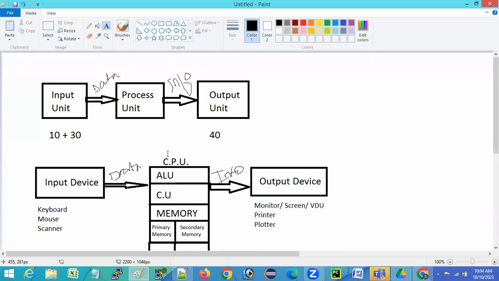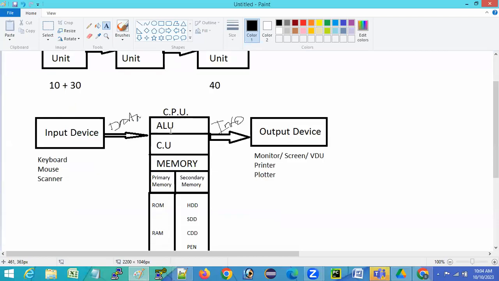What is meant by the central? It is also called the heart of the computer. Without the CPU, nothing can be done in the computer. So that's why it has been named the heart of the computer. Now, CPU, Central Processing Unit. Further, it has been divided into three parts: ALU, CU, and memory.